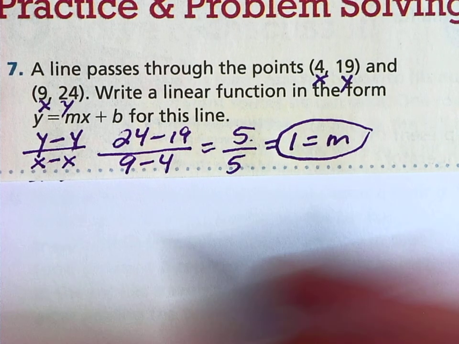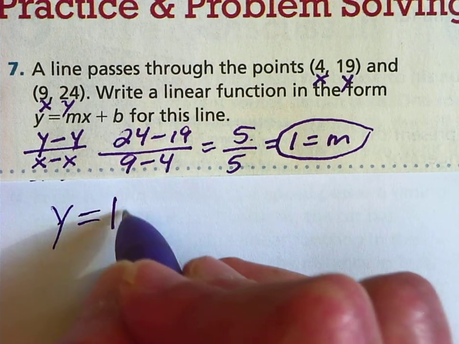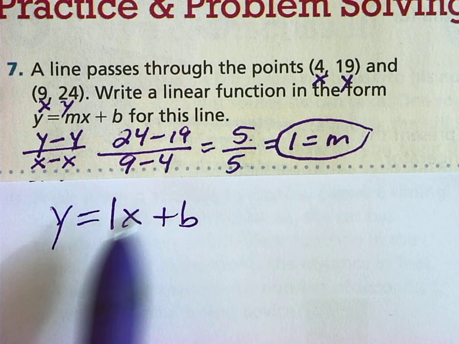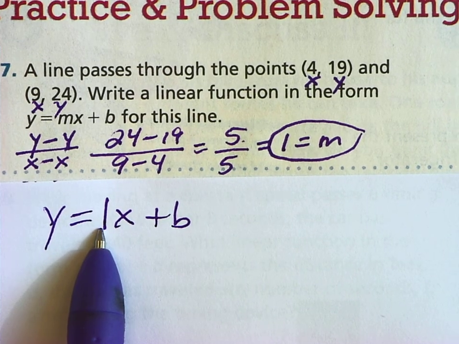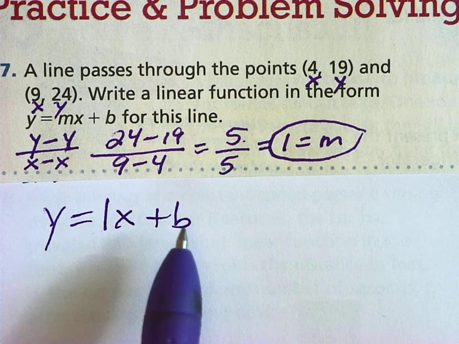Okay, so now, in y equals 1x plus b, 1 is my slope. I plugged it in for my slope. It's always a number in front of my x. Now I'm going to find the b, the y-intercept.